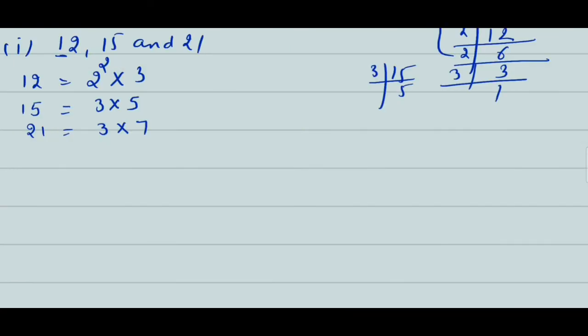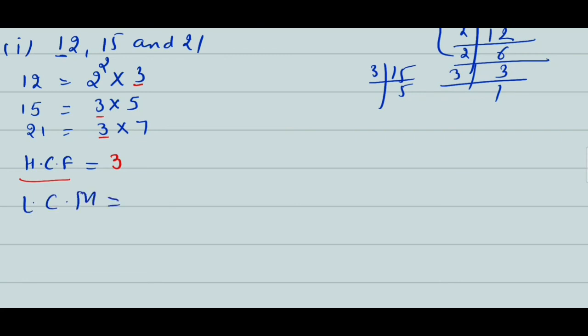So what is the HCF? HCF means we have to find the common prime factor in these three numbers 12, 15 and 21. So the common prime factor here is 3. So the HCF of these three numbers is 3. Now let's find the LCM of these three numbers.